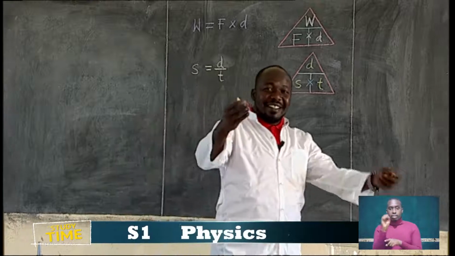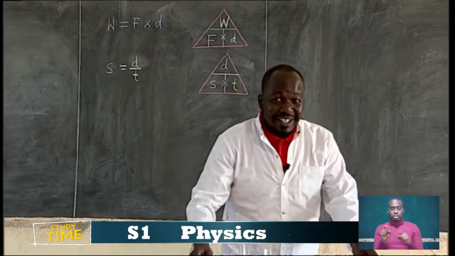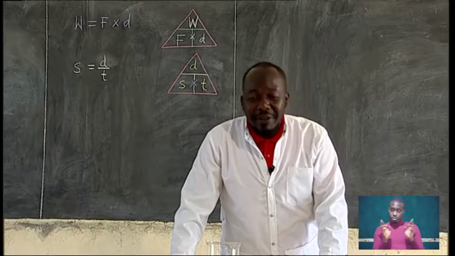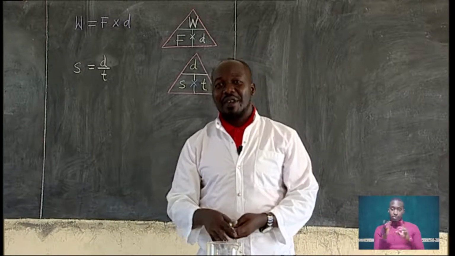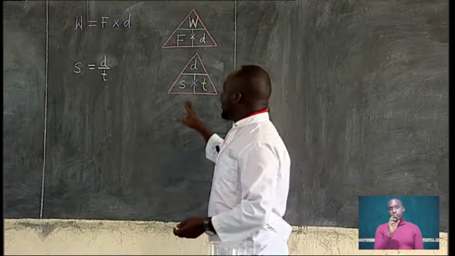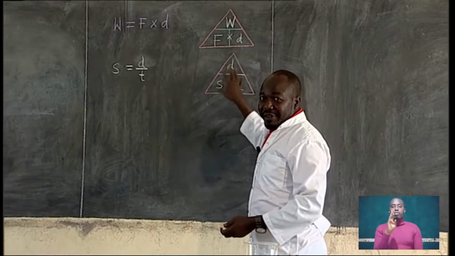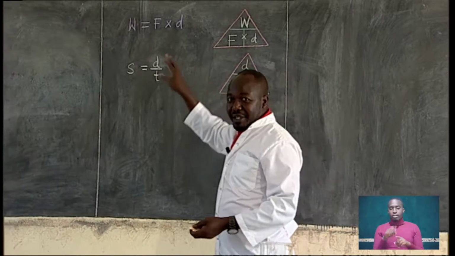Is that hard, my wonderful young boys and girls of Senior 1? Should be very nice. So once you get a formula and you have 3 quantities, please try to keep your formula in the magic triangle. It's very important, magic triangle.